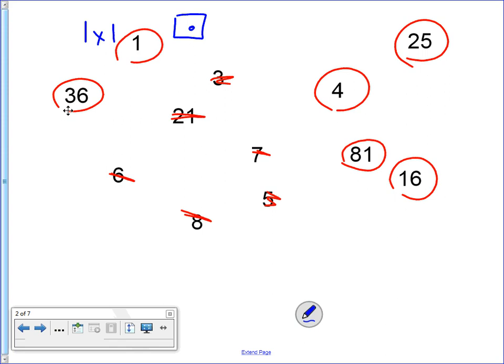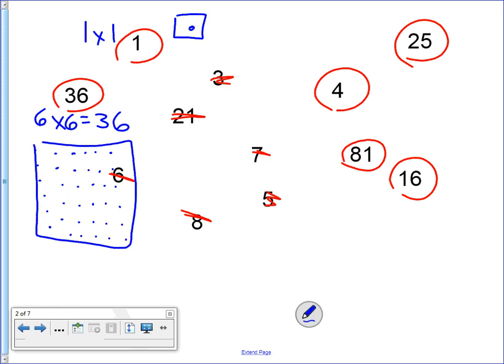Let's take a look at 36. 6 times 6 equals 36. The reason it's a square number is because we have 6 rows, 1, 2, 3, 4, 5, 6. And then we have 6 columns, 1, 2, 3, 4, 5, 6. As you can see, kids, we have a square.